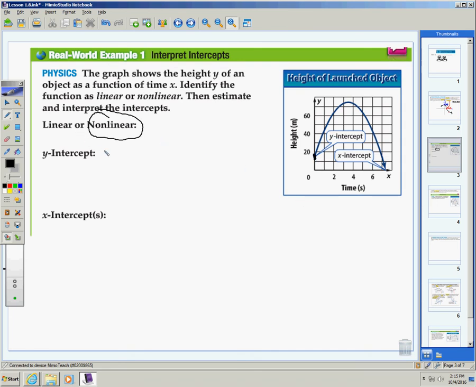And the y-intercept is about 0, 17 maybe. It's at (0, 17). So that's my intercept. But now I need to interpret it. I need to say what it means. So I can say I have 0 for time. So at 0 seconds, the object was at 17 feet, because my y value is my height.